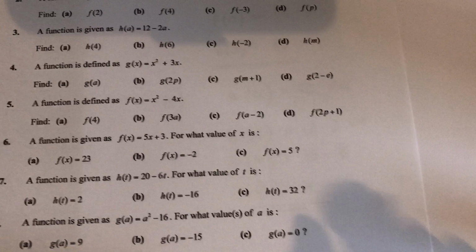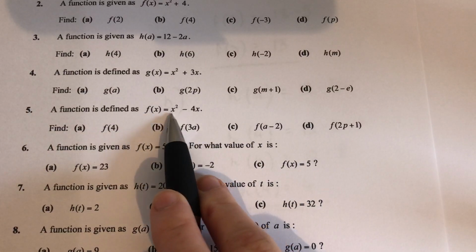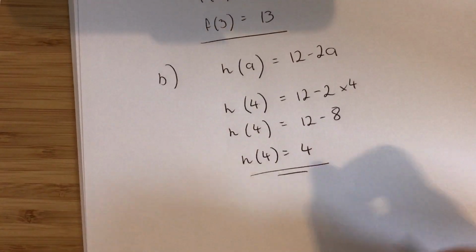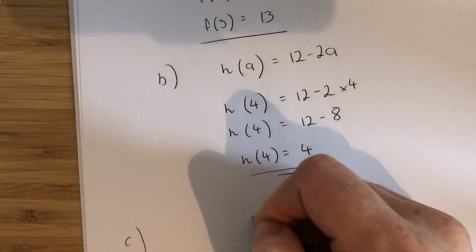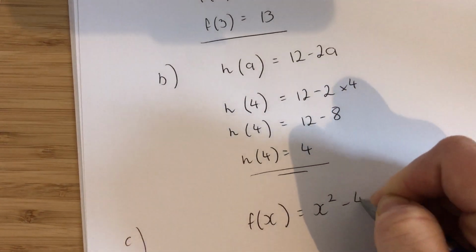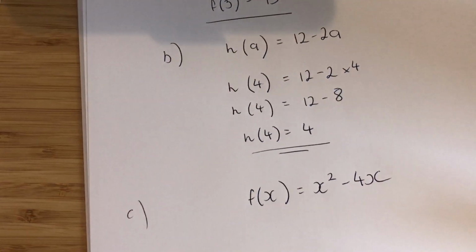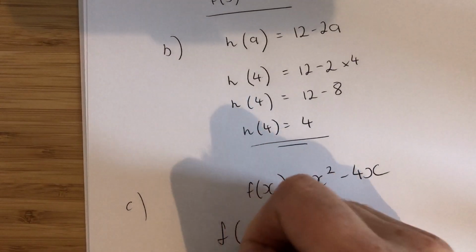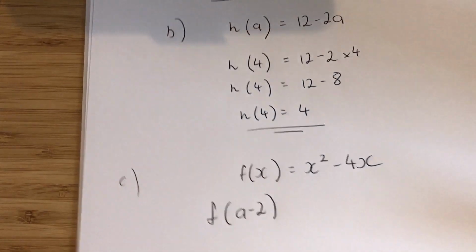Let's do one more of this type of function. Actually, I'm going to do a slightly trickier one here. We've got f of x equals x squared minus 4x. So we've got f of x equals x squared minus 4x. And you're being asked to find f of a minus 2.